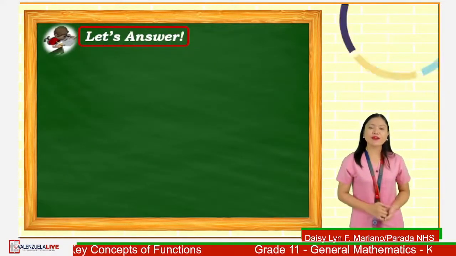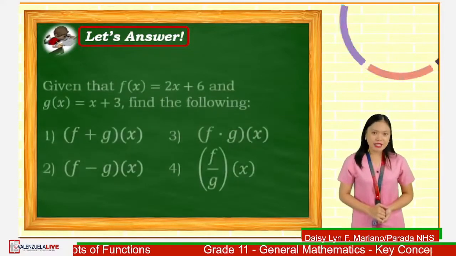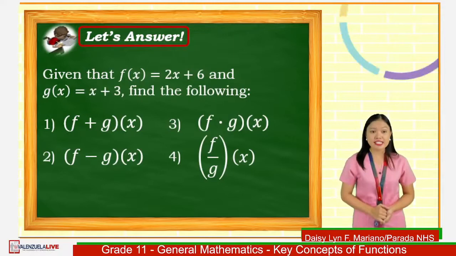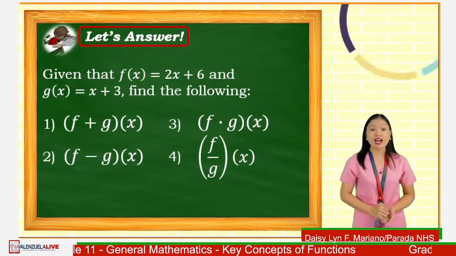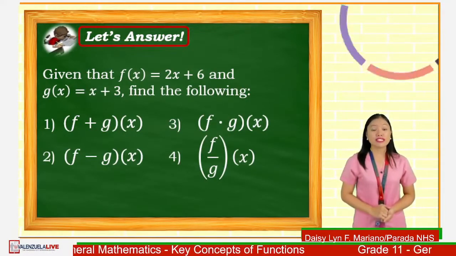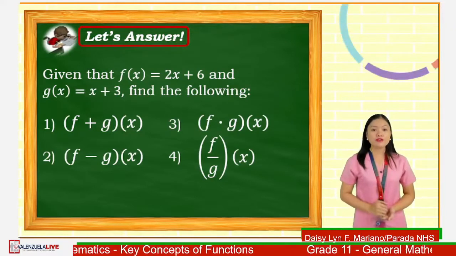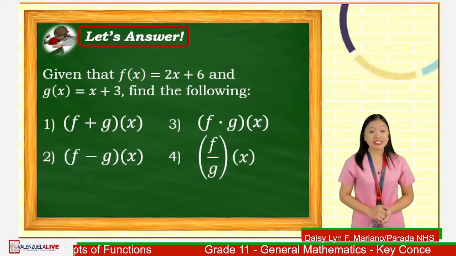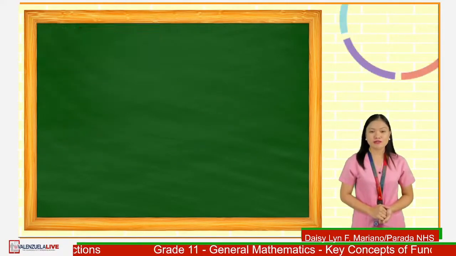Let us have the following examples. Given that f of x is equal to 2x plus 6 and g of x is equal to x plus 3, find number 1, sum; number 2, difference; number 3, product; and number 4, quotient of the given functions.